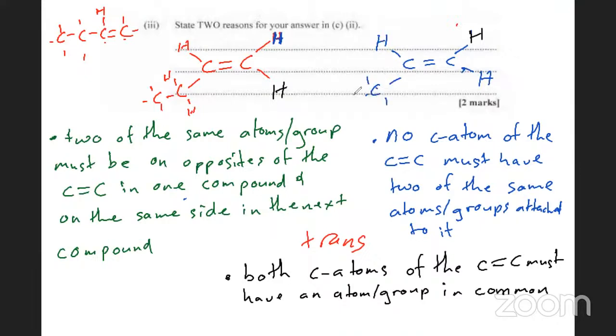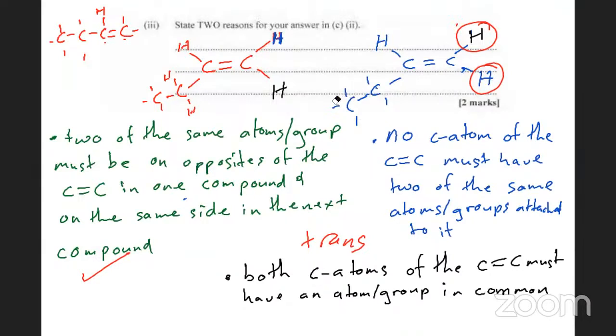So this begs the question, is there anything different between these two compounds? If you look at these two compounds, there's nothing different between them. You have two hydrogens on this side of the one, and you have the same thing for this. So if you look at this rule here in blue, no carbon atom of the carbon-to-carbon double bond must have two of the same atoms in common. And the reason is that if they have something in common, then you cannot get this. So if this happens, you cannot get this, all right? So let's take a picture of this.